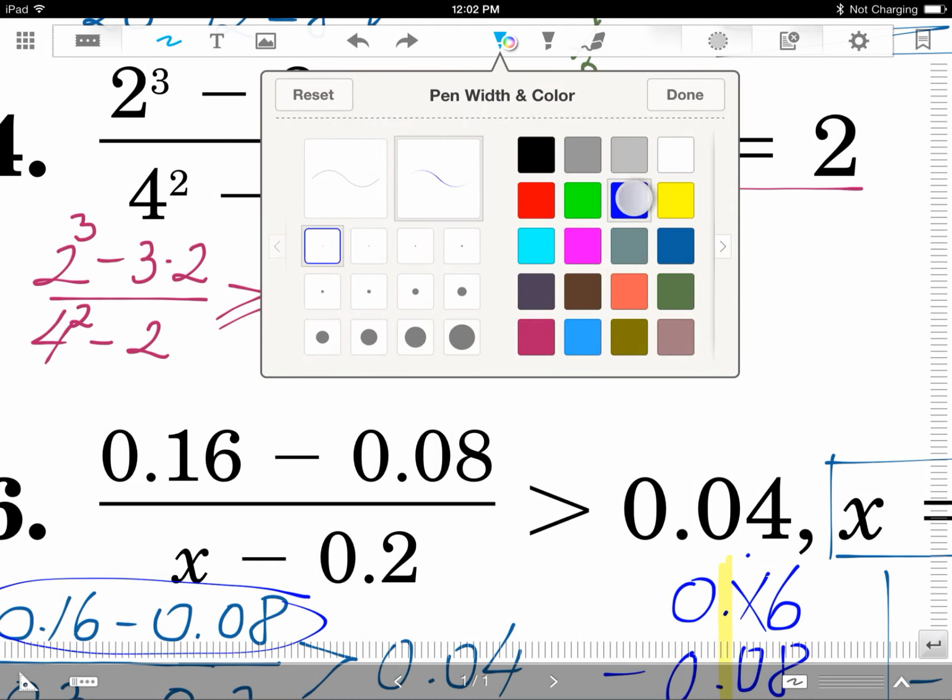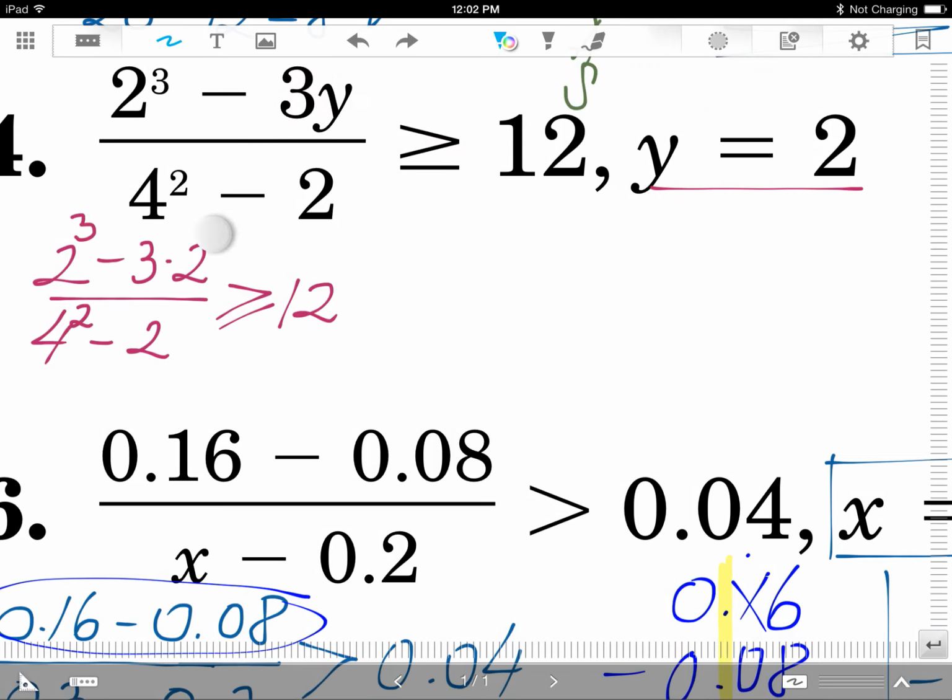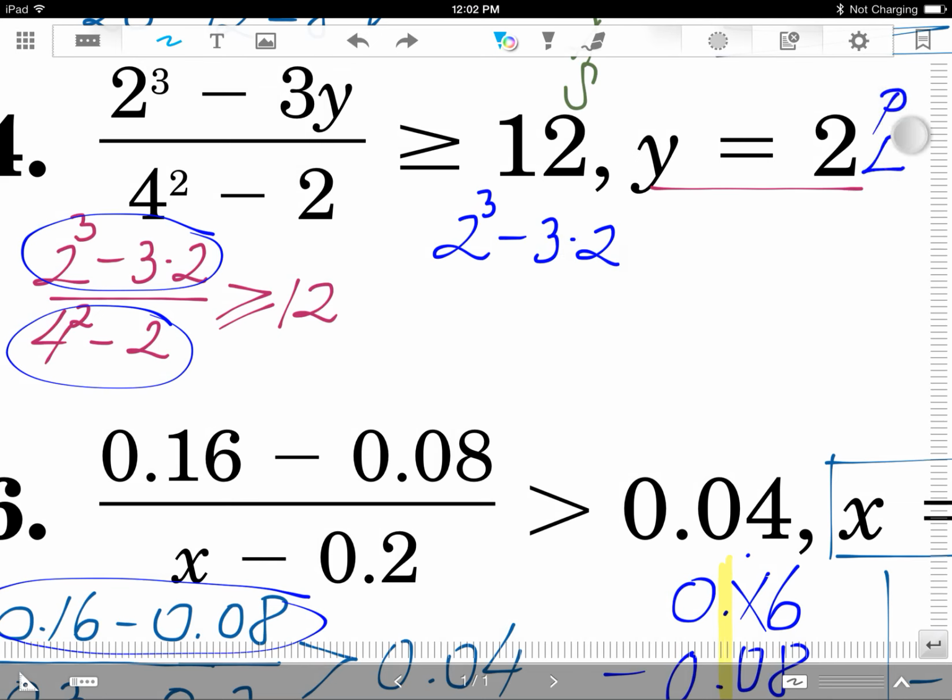Great. Let's do one part of your left side, which is a fraction, right? One part at a time. And I have 2 cubed minus 3 times 2. Well, you guys remember PEMDAS that says parentheses, which I have none, exponents next, right? I have exponents 2 cubed. Well, 2 cubed will be, I'm going to show it here on the top. 2 cubed.